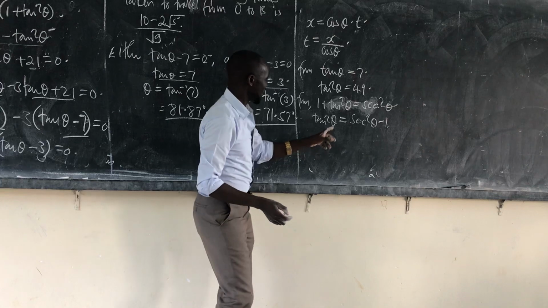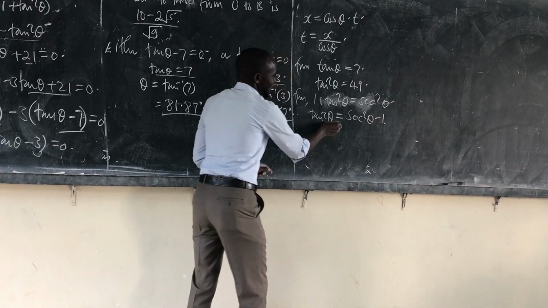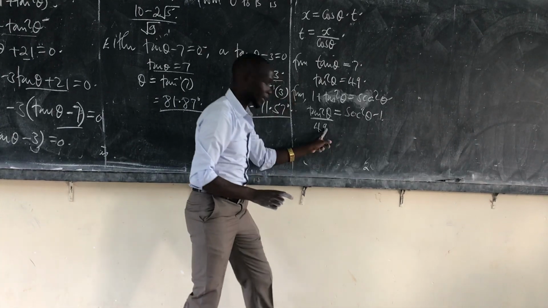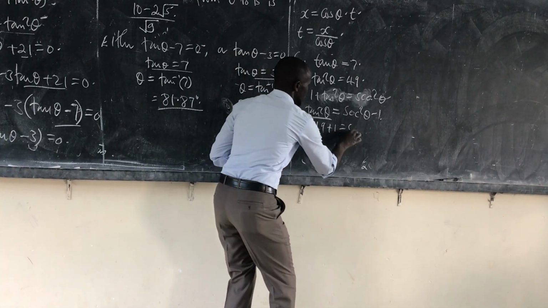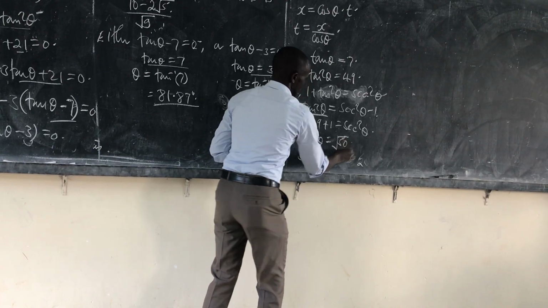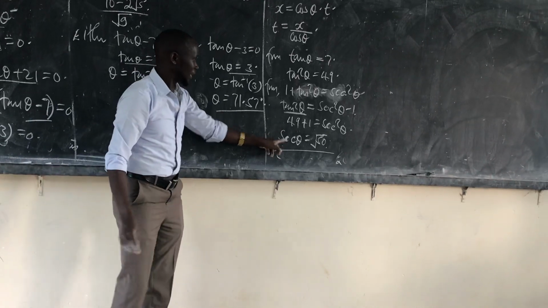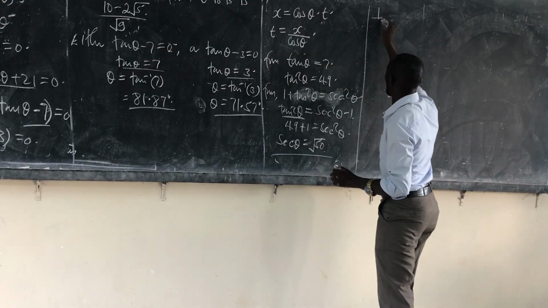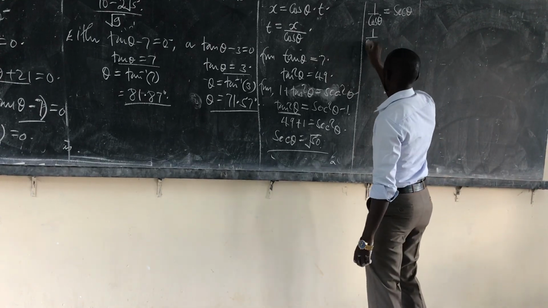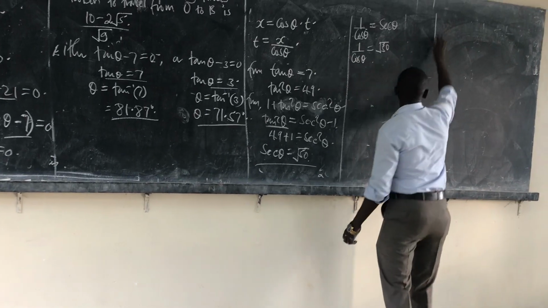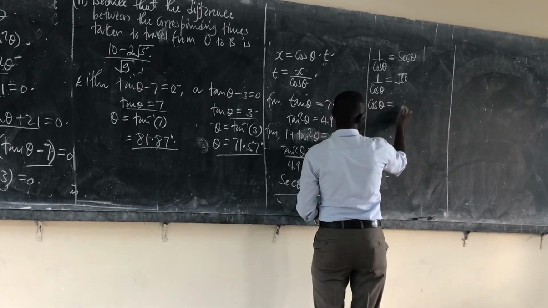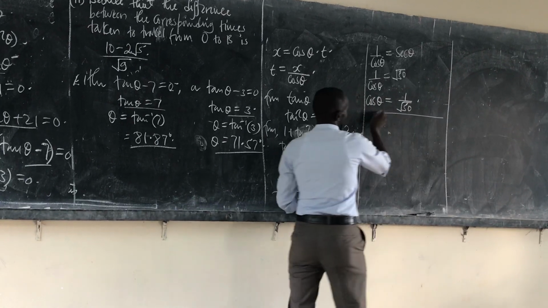Tan squared is given to us, which is 49. If it is 49, this one crosses back to this and becomes a plus, so we shall say 49 plus 1 equals sec squared theta. You realize that sec theta is root of 50. Every one of us here is aware that 1 over cos theta is always sec theta, which is root of 50. So cos of theta shall be 1 out of root of 50.